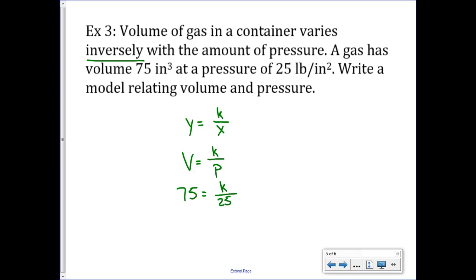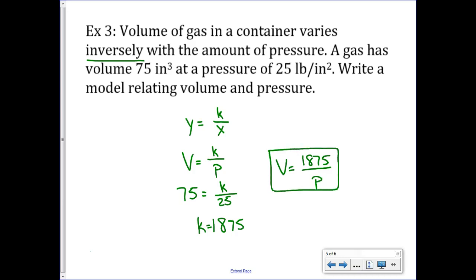So to find k, we need to do 75 times 25. So I get k equals 1,875. So then if I'm writing a model, I have volume equals 1,875 over the pressure. There's our model that we would write.